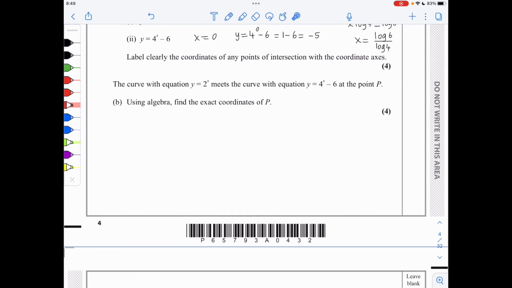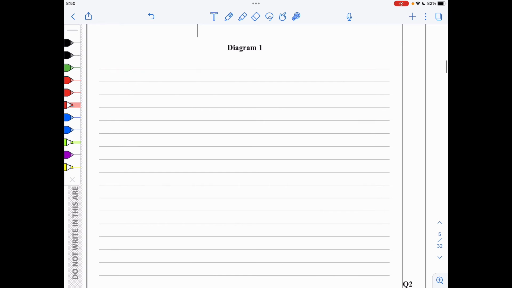And then in B, we need to use algebra to find the points where 2 to the x meets 4 to the x minus 6. So we start by equating the two here. We've got that 2 to the x is equal to 4 to the x minus 6. I will actually write 4 as 2 squared. So this will give me that 2 to the x is equal to 2 to the x squared minus 6.